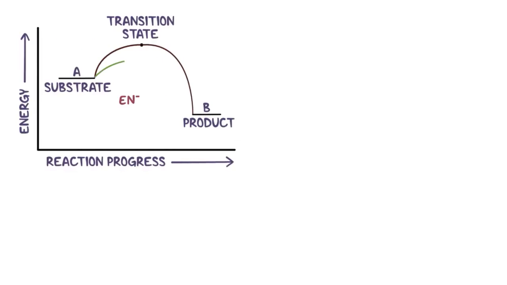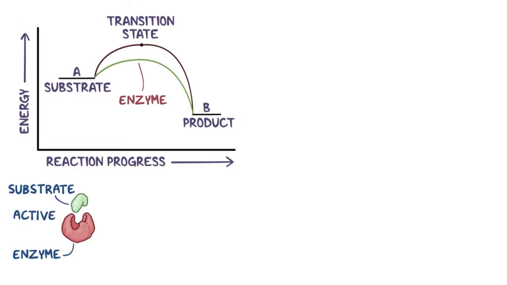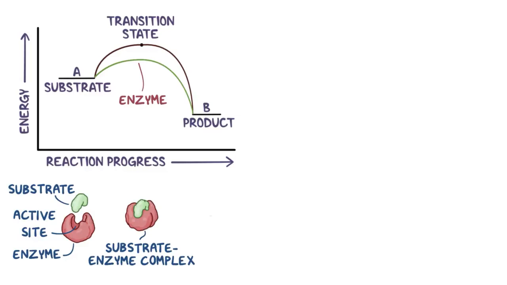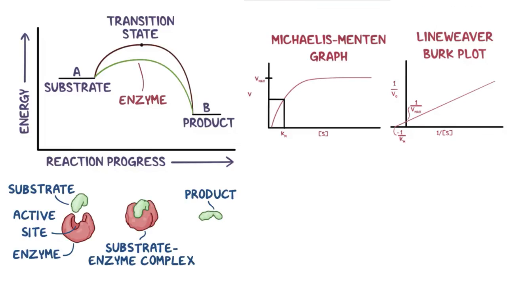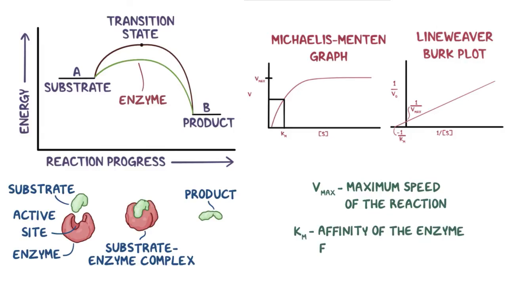Alright, as a quick recap. Enzymes lower the activation energy required for the substrate to enter the transition state. A substrate binds to the enzyme at the active site, forming an enzyme-substrate complex, and it's released after it's transformed into the product. There are 2 ways to look at enzyme kinetics, the Michaelis-Menten graph and the Lineweaver-Burk plot. Both can be used to determine the 2 kinetic variables, Vmax, or the maximum speed of the reaction, and Km, or the affinity of the enzyme for its substrate.